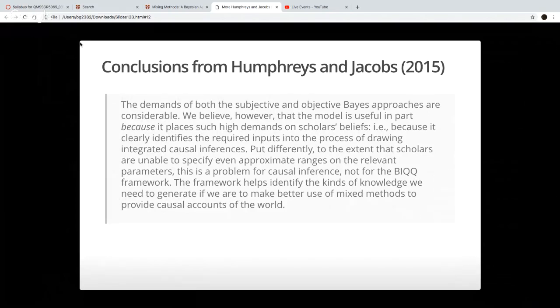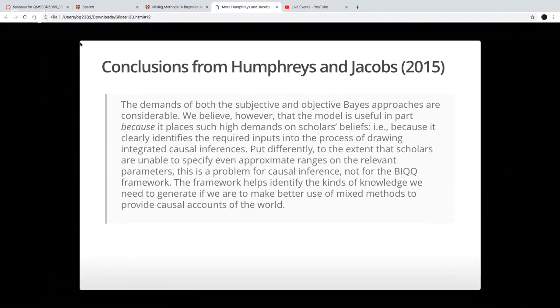And then a couple pages later, they go on to say, well, this demand for the Bayesian approach is certainly considerable, and it's the reason why I think this paper hasn't been all that influential in political science. But they say they believe it's a virtue because it places high demands on the researcher's beliefs, because everything is explicit and transparent as to how it goes into the generative model and the posterior distribution and all that.